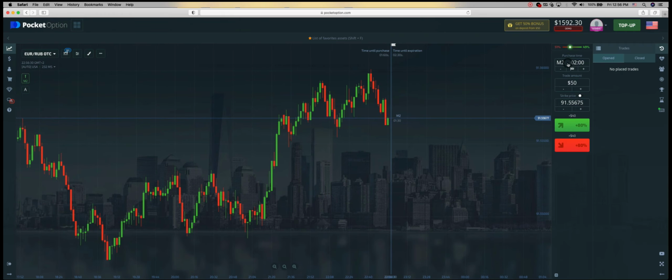And then over here, it should be defaulted when you first log in for 1 minute. Make sure you default that to 2 minutes and you match it up with the candles. So 2 minutes expiration time, 2-minute candles. All right, and you adjust your price and so on.